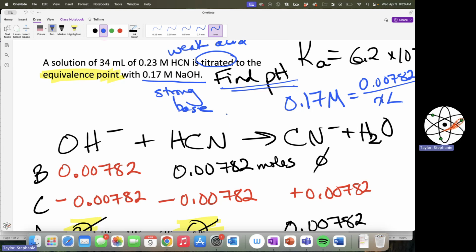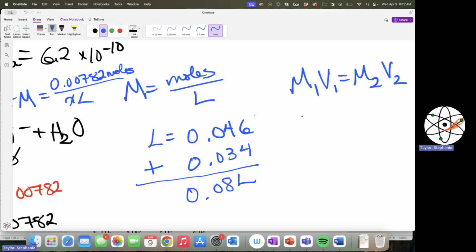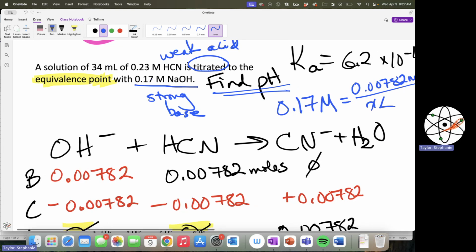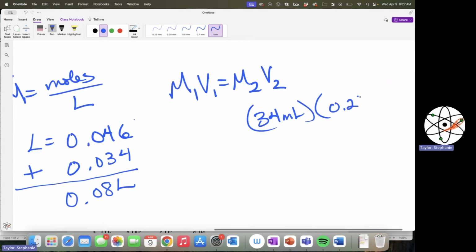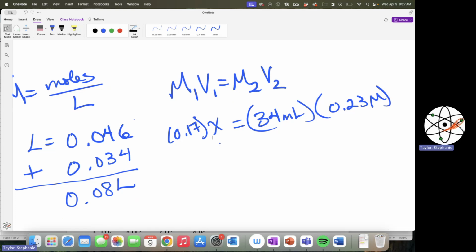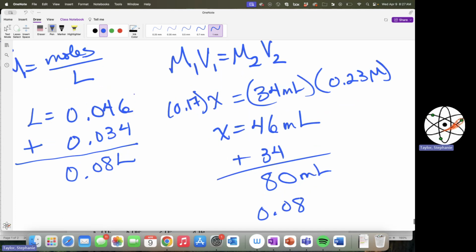They actually reminded me, I forgot, believe that, that the other way to do this one is you could have done M1V1 equals M2V2. Because the moles are equal, you could have taken the molarity and the milliliters here and said I've got 34 milliliters of my acid at 0.23 molar, and my base is 0.17 molar, and I'm solving for volume, and you would have gotten the same number. So this is another strategy, a Gen Chem 1 strategy. If it's not familiar, there's my 46 milliliters, and 46 plus 34 is still 80 milliliters, which is still 0.08 liters.